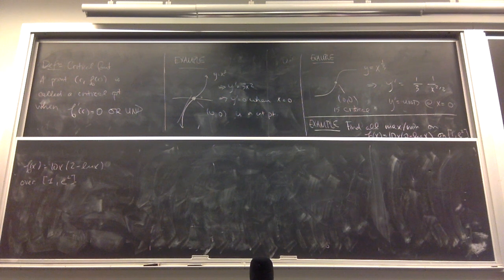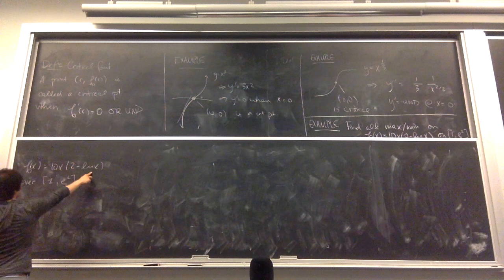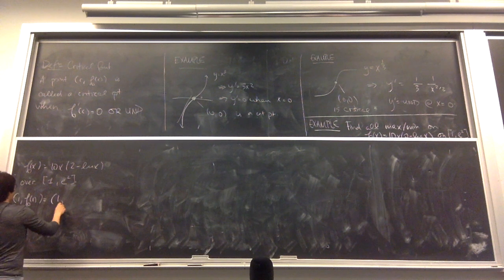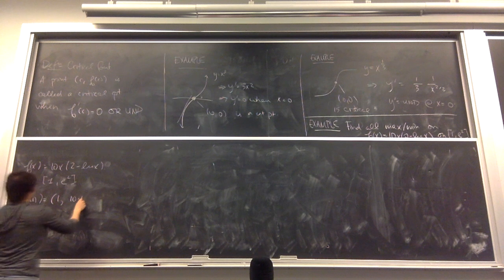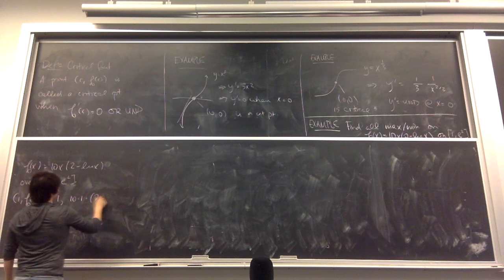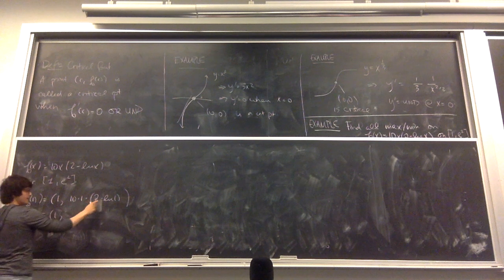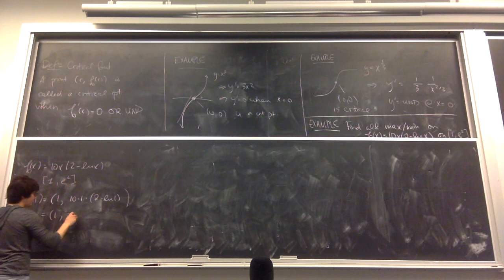Well, what's its smallest value over the interval? I guess ln of 1 is 0. Okay, so let's evaluate the endpoints. We have the point 1, f of 1, which is 10 times 1 times (2 minus ln of 1). Is ln of 1 0? Yes. 2 minus 0 is 2, so this is going to be 20.